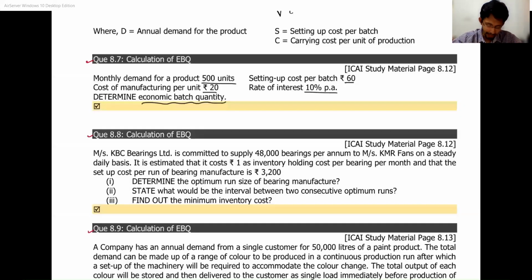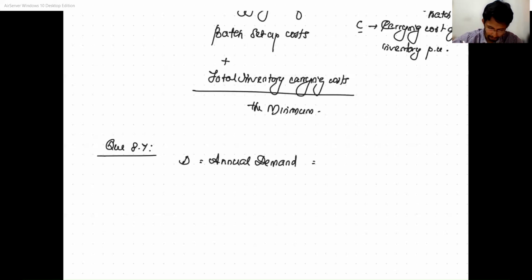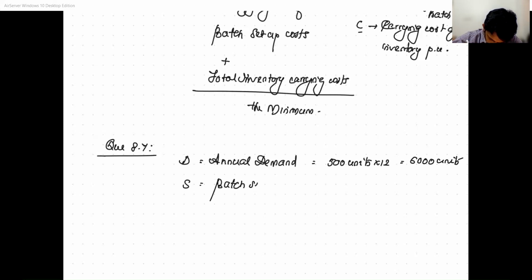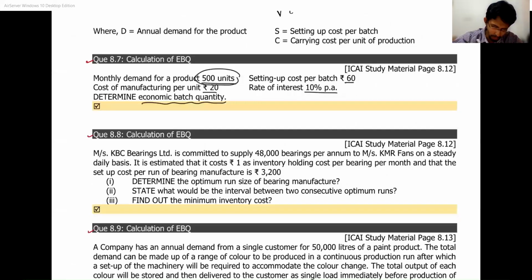And what is the annual demand? They say that monthly demand for a product is 500 units. So annual demand will be 500 units into 12, that is equal to 6,000 units. Next, S is the batch setup cost, and that is directly given to be rupees 60.